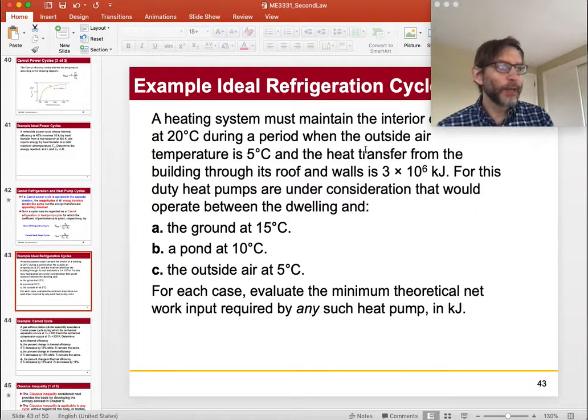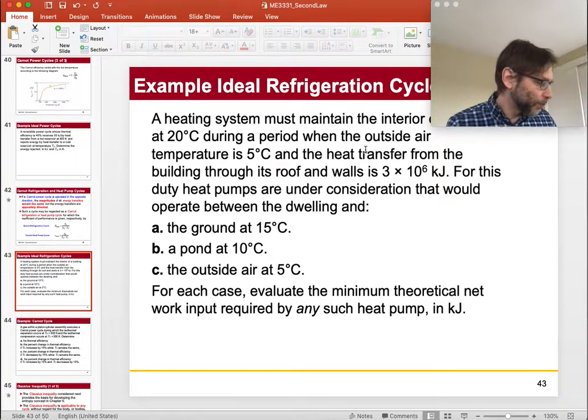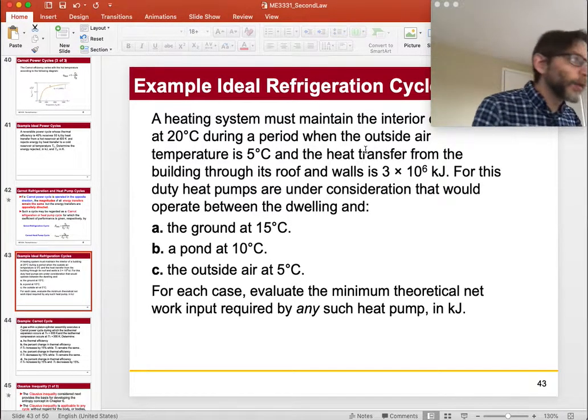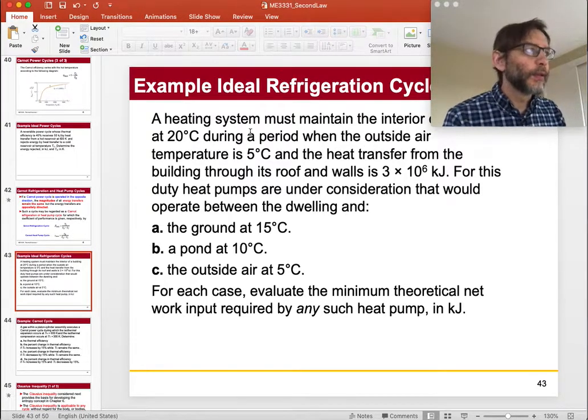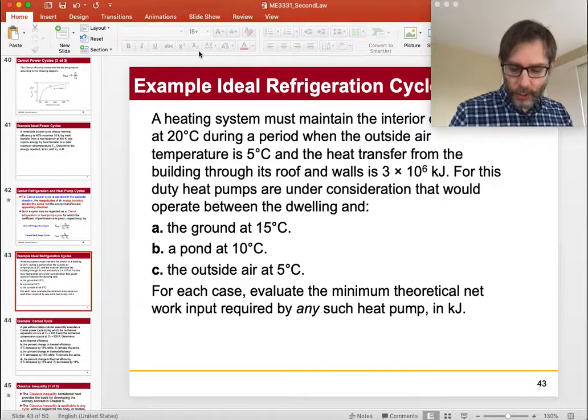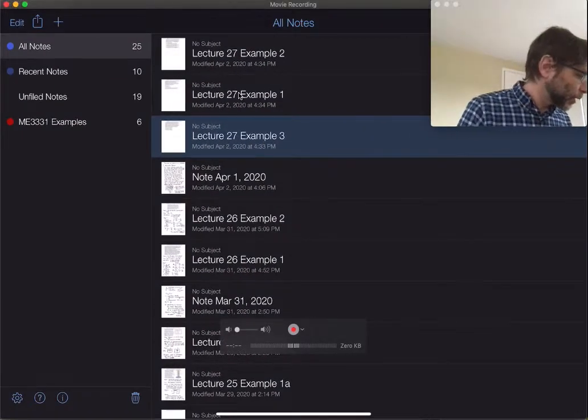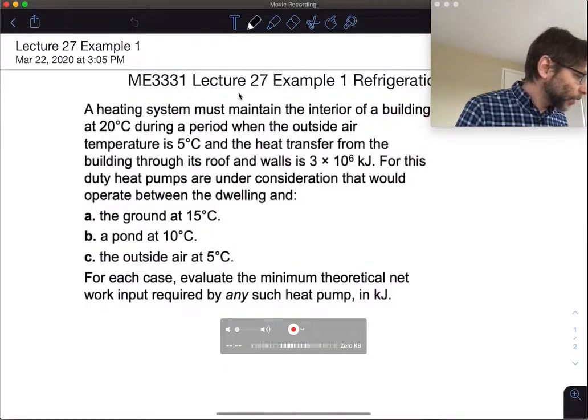Now, I'm going to do an example of a couple of these things just to start us off. Let me get my iPad going, and we'll get this thing started. So let me just go to the iPad itself. Okay, let's do example 1. Okay, so here we are.